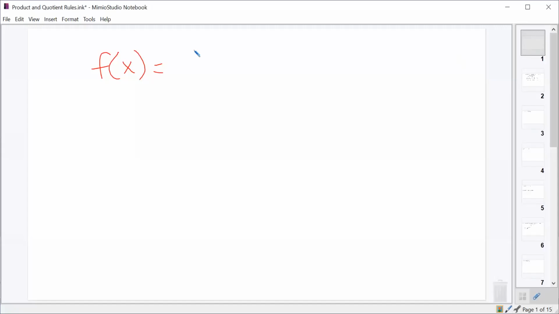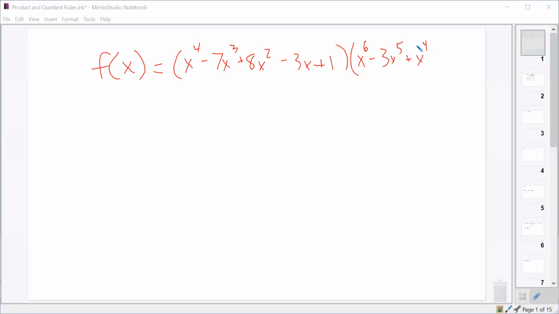Suppose we have some function like f of x equals, I don't know, x to the fourth minus 7x cubed plus 8x squared minus 3x plus 1 times x to the sixth minus 3x to the fifth plus x to the fourth, plus x to the fourth, I don't know, what do you want? Minus x to the second plus 10x, something like that. Right? Two really sort of gross polynomial functions being multiplied together.